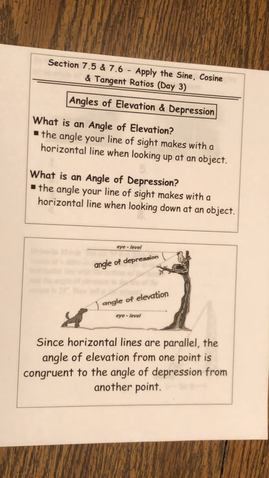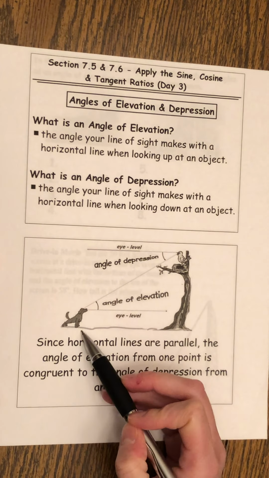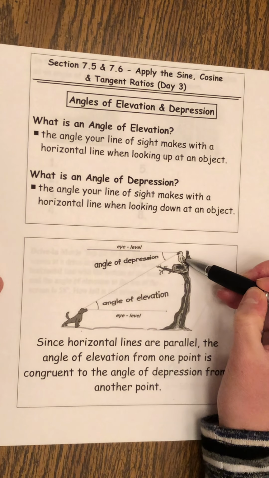So angles of elevation are angles measured between lines of sight and a horizontal line when you or someone in the word problem is looking up at an object. An angle of depression is an angle measured with your line of sight and a horizontal line when you're looking down at an object. So if we take a look at this diagram here, we have a dog on the ground and we have a bird up in a tree.